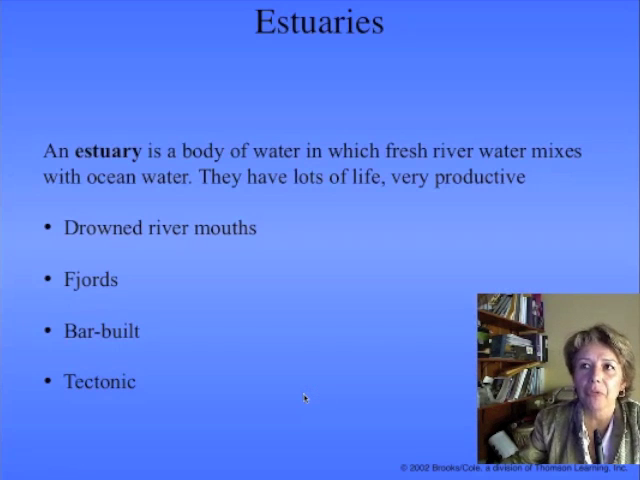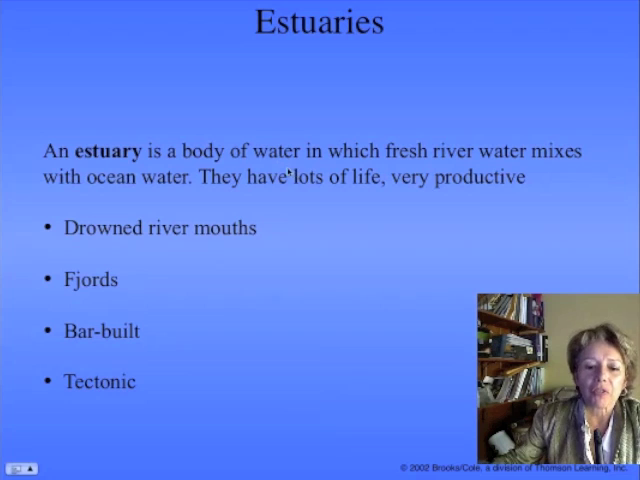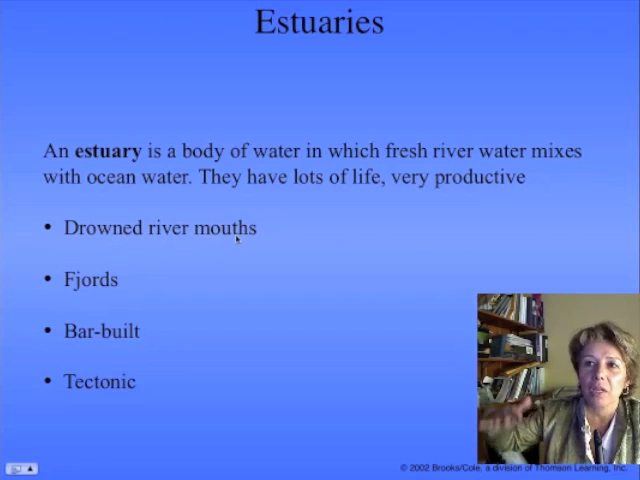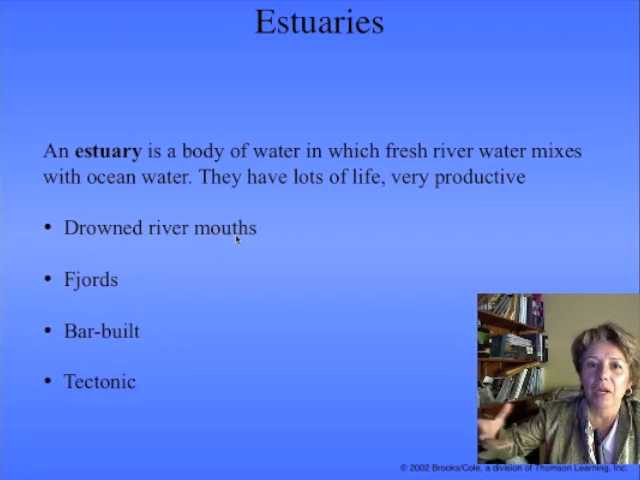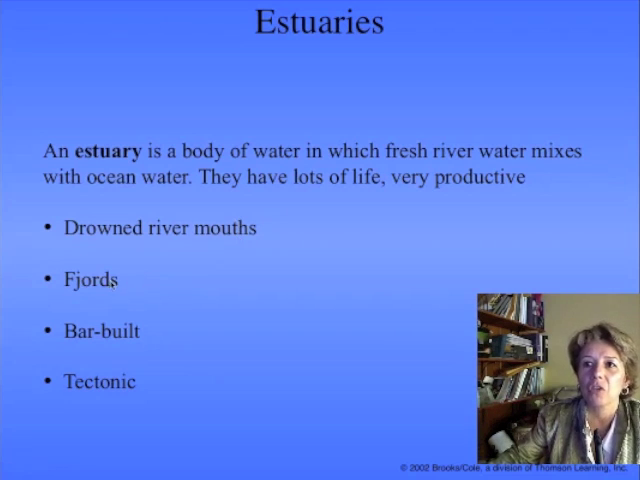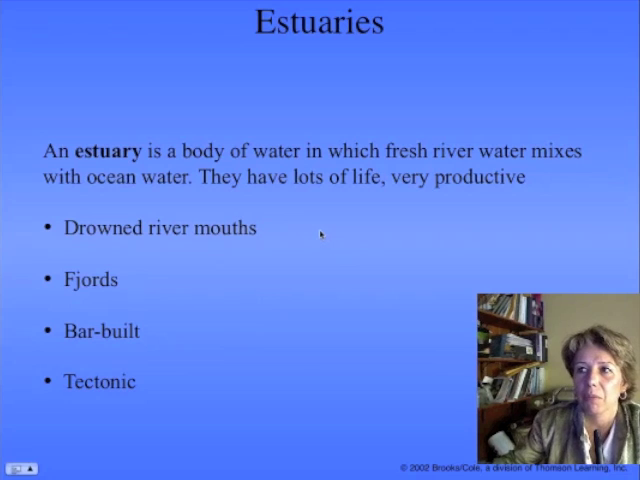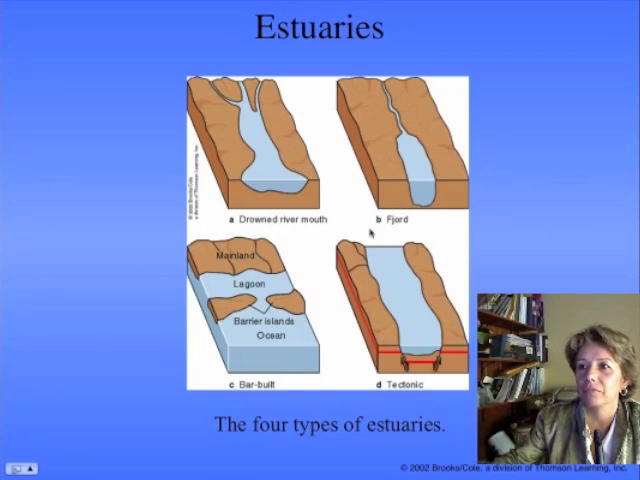Okay, we also went through this really, really quickly, so I want to take a little bit more time. Part of a coast, an estuary is where fresh water mixes with ocean water, lots of life, very productive. There's 4 kinds. It can be a river that's drowned. So what happens is that when the ocean meets the river, that's why it's called a drowned river mouth. It's drowned by the ocean. Fjords, and we'll look at those, and sandbars. And I don't even know what a tectonic estuary is, but maybe I'll learn it someday.